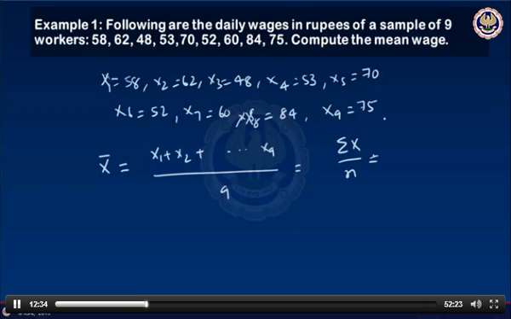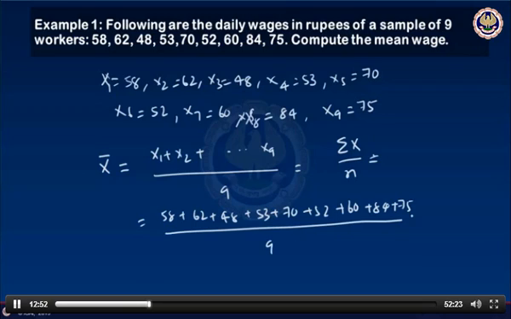Here, if you sum up all the observations, that is 58 plus 62 plus 48 plus 53 plus 70 plus 52 plus 60 plus 84 plus 75 by 9, this will be equal to 562 by 9 observations, which is equal to 62.44. So for the given data, the average wage of the workers is rupees 62.44.